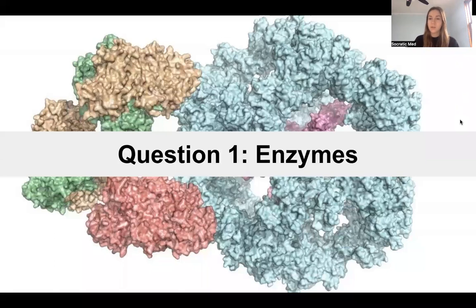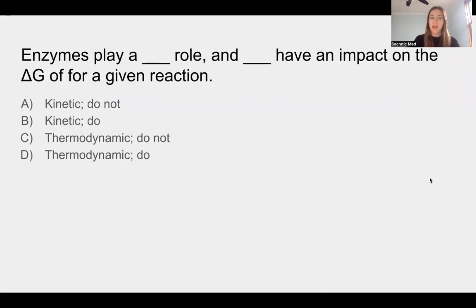So question 1, we're going to be talking pretty generally about enzymes. Enzymes play a blank role and blank have an impact on delta G for a given reaction. So here we have a classic 2x2 question. If you know one of these, I would definitely encourage you to use that to your advantage and cross out the other two. Then at least you have a 50% chance of guessing right rather than 25%. So take a minute here, pause the video, and try to answer this question.